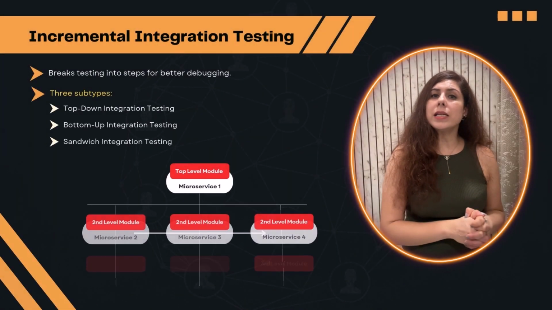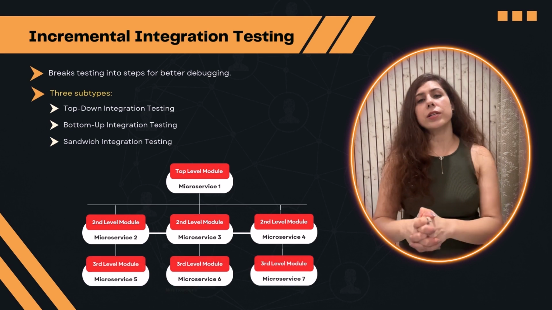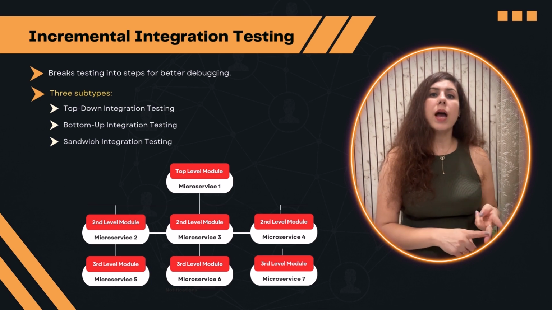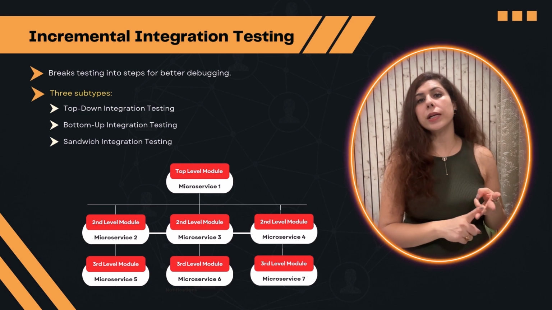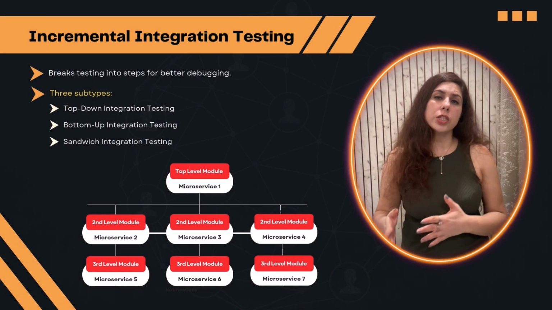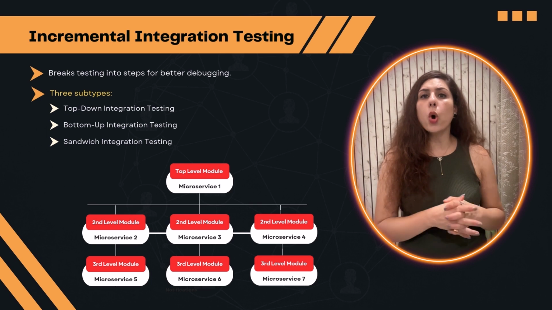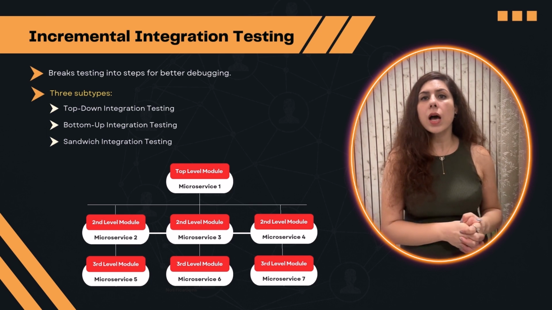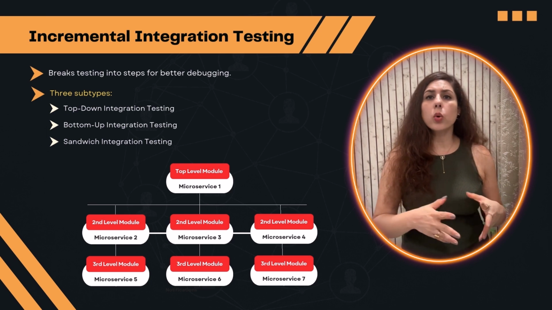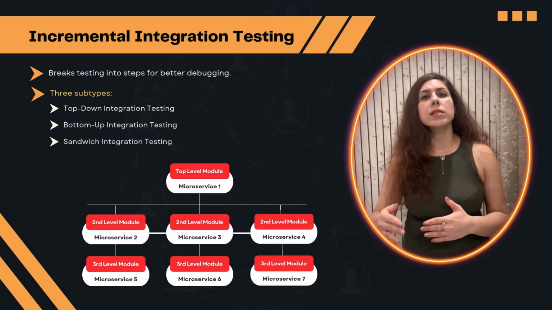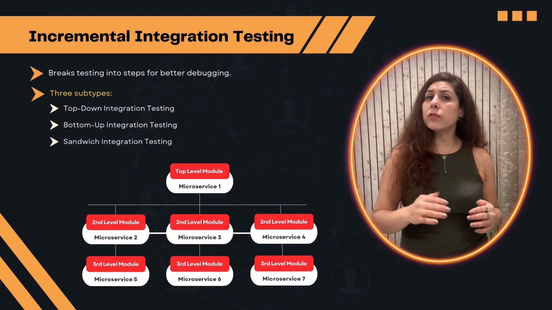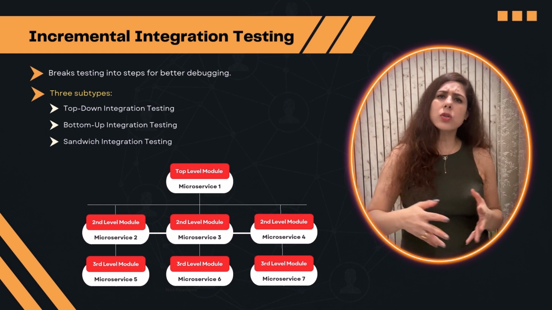Incremental integration testing has 3 different subtypes: top-down integration, bottom-up integration, and sandwich or hybrid integration testing. All these 3 types of incremental integration testing rely on the fact that all components of microservices are organized in a layered way. There are a few services that only communicate with the services at the second level, and the services at the second level communicate with the services at the third level, and so on.